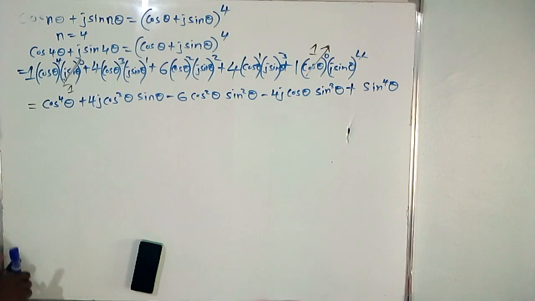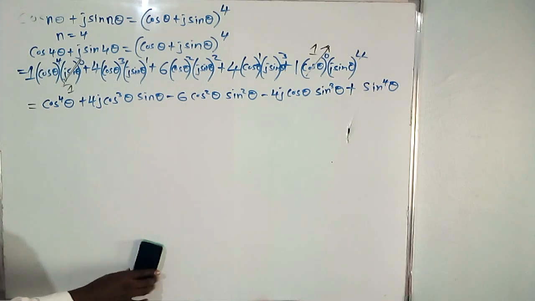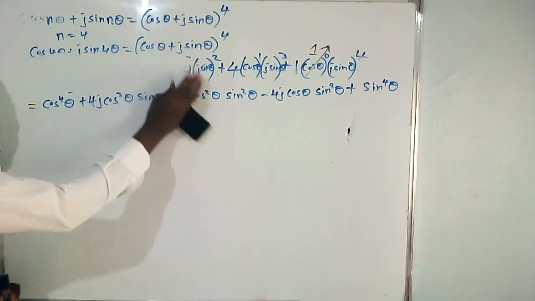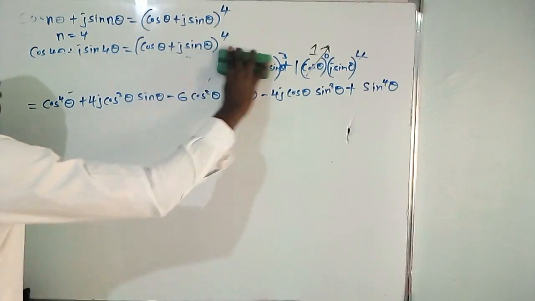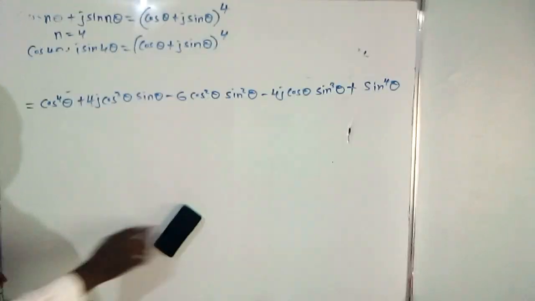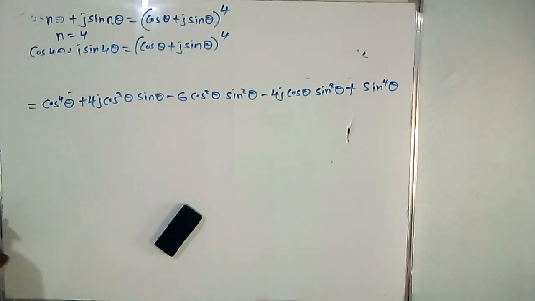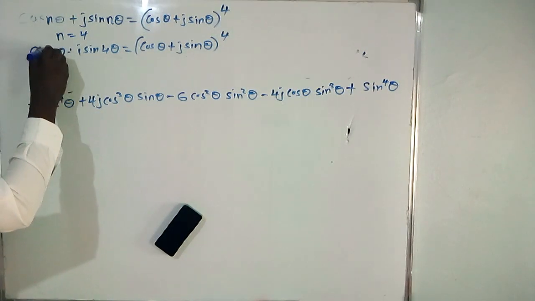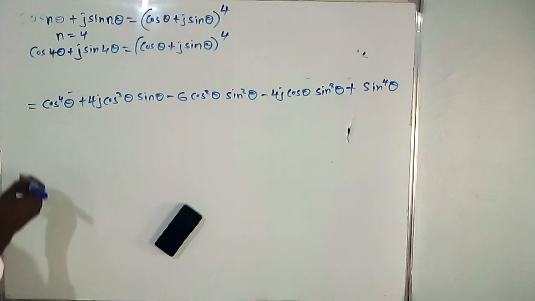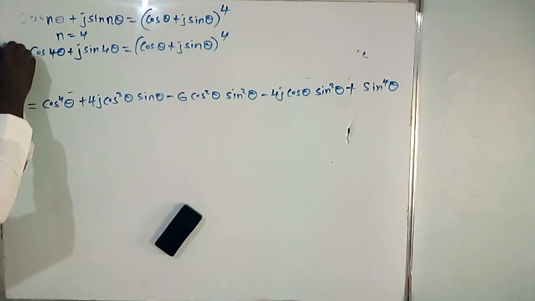The next step is to collect the real terms on their own and the imaginary terms on their own. So start with cos4θ. cos4θ is the real term on the left-hand side of the equation, meaning it must be equal to the real terms on the right-hand side of the equation, isn't it?